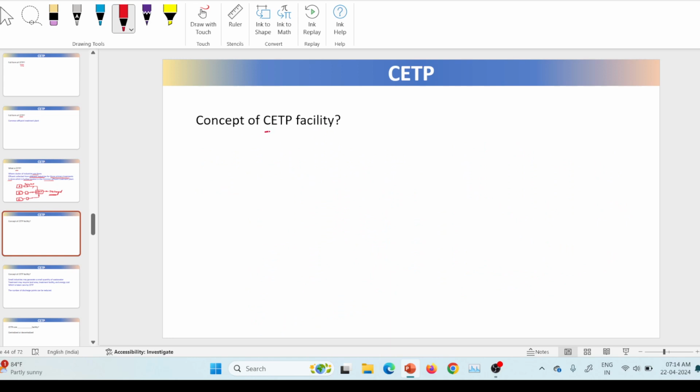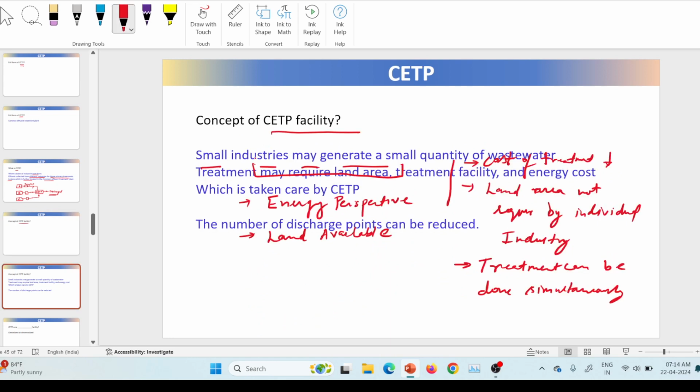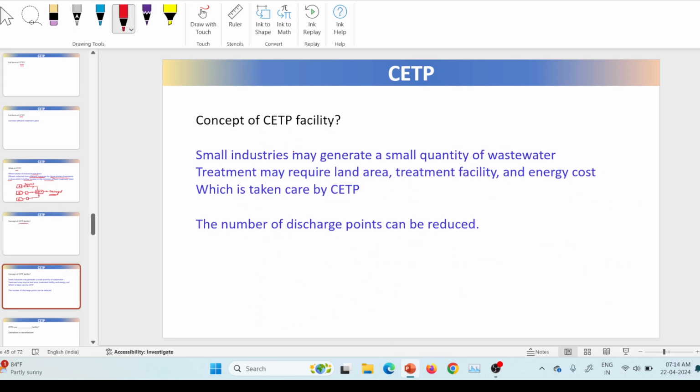What is the concept of CETP facility? Small industries may generate a small quantity of wastewater that we discussed. Treatment may require land area, treatment facility, and energy cost, which is taken care of by CETP. So CETP will take care of all those things, and the number of discharge points can be reduced. So this is the concept of CETP.